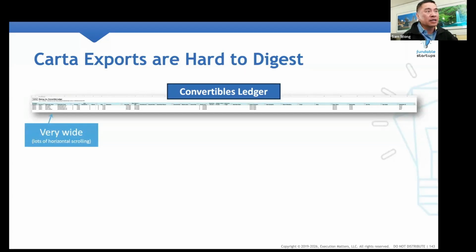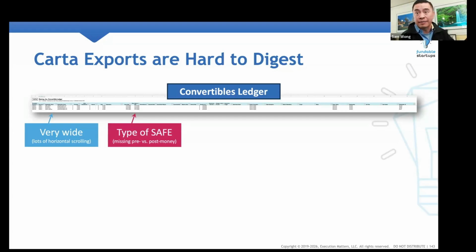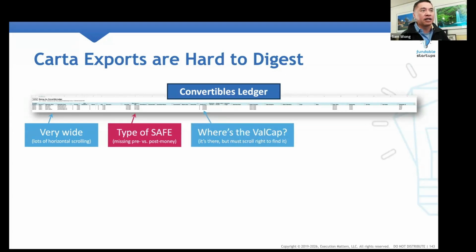If you do an export, and this is actually a screenshot of an export of the convertibles ledger, it's a very wide spreadsheet. It doesn't tell you the type of SAFE, pre-money versus post-money. It doesn't actually list the valuation cap. Oh, yeah, it's actually there. You just have to scroll to the right. But that's one of the most important things you want to look at. So you might not see it right away.